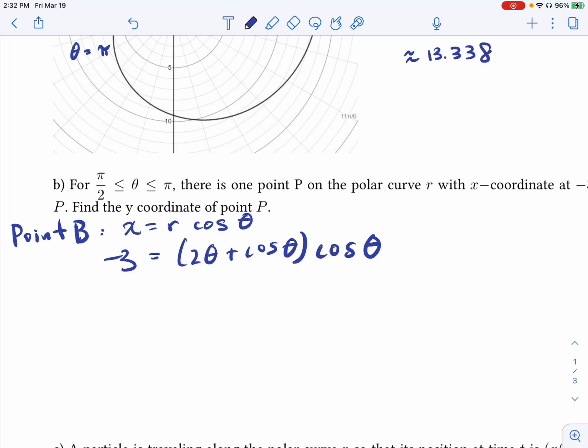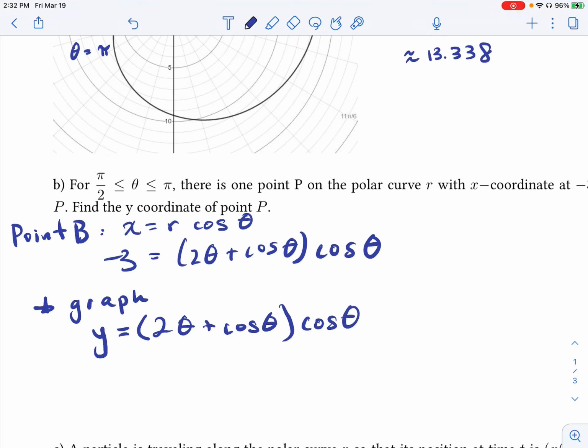Now, this is kind of challenging to do algebraically, although you can do it. For the sake of time, I'm going to find the value of theta in my calculator. In our graphing calculator, we're going to write this as a rectangular equation: 2 theta plus cosine theta, times cosine theta, that entire function, plus 3. What we're effectively doing is moving that -3 over to the other side. When we graph, we'll see where it crosses the x-axis.